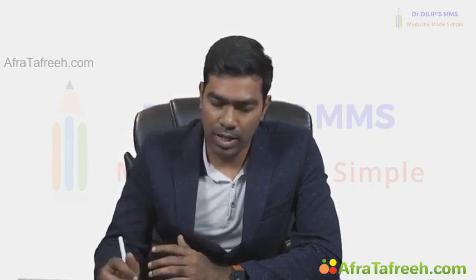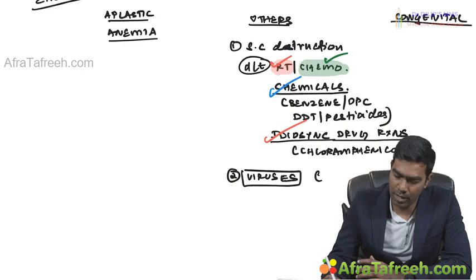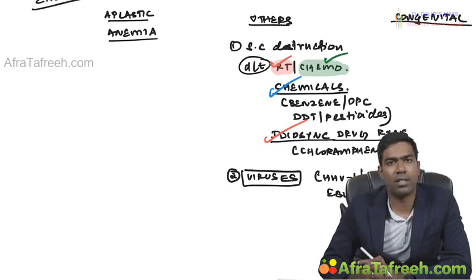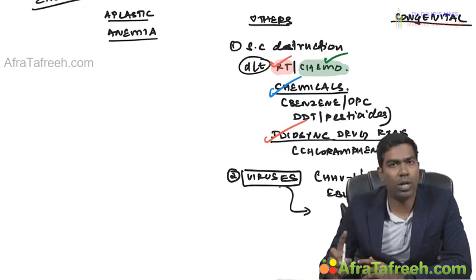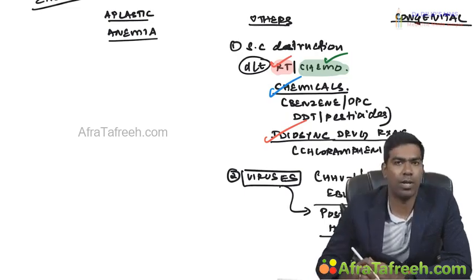Next, you can get it with a lot of viruses. Viruses can produce it, for example HHV6, HIV, Epstein-Barr virus, parvovirus B19. All these things can result in bone marrow failure. But apart from that, one important group is there. This is post-viral hepatic failure. There is something called post-viral hepatic failure. It's a very common entity, though not given in many textbooks.